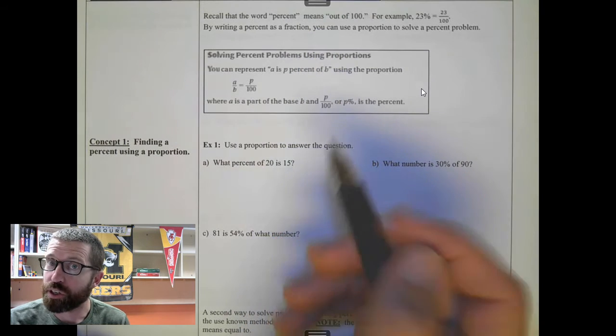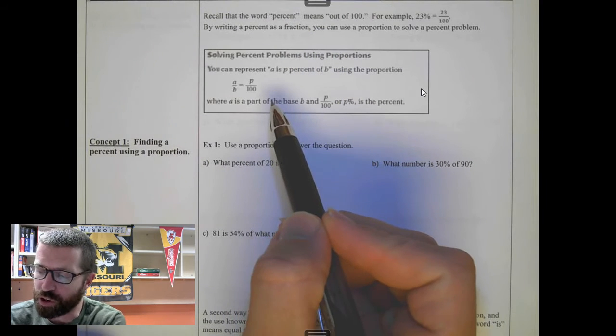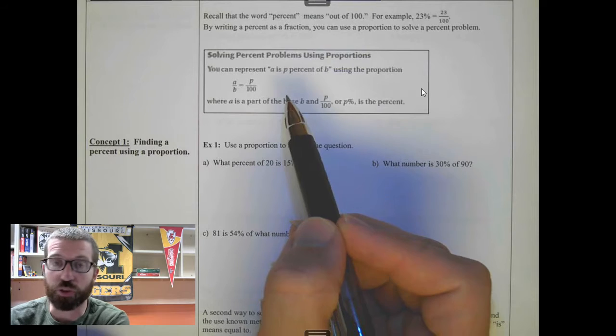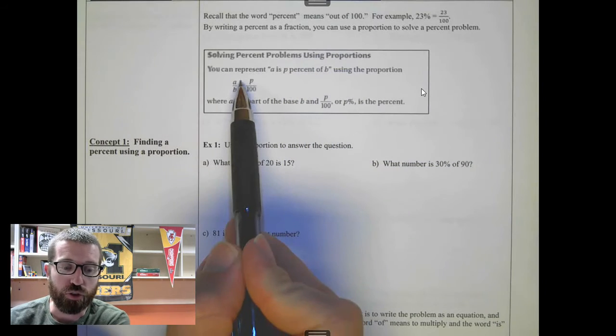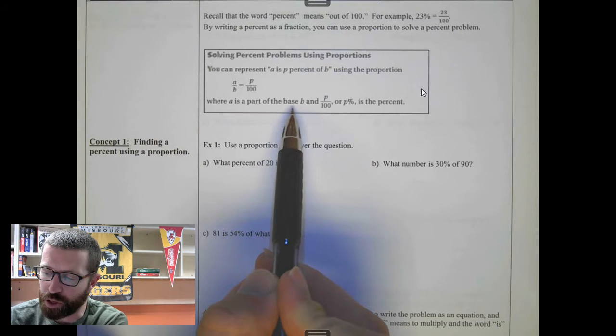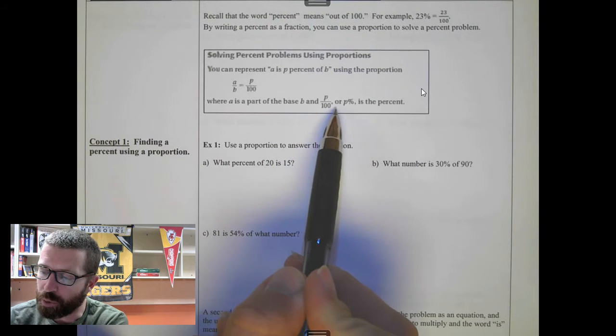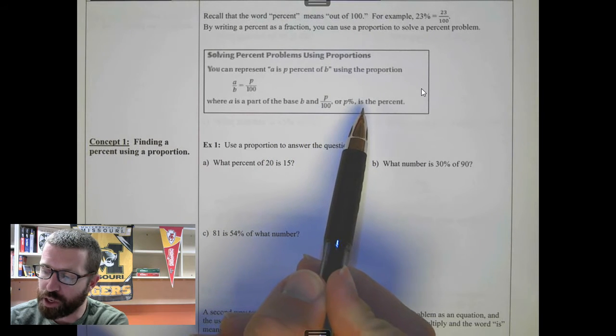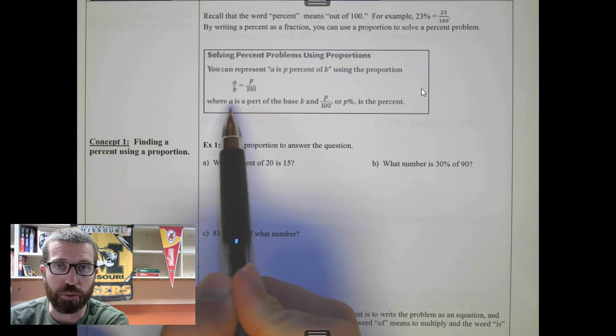It's not my favorite. I like the second method better, but this is one way you can do this. This is the idea of "is over of." I would say do the part over the total. So A over B is equal to P over 100, where A is the part of the base B and P over 100, or P percent, is the percent.